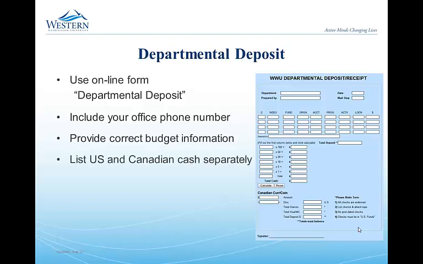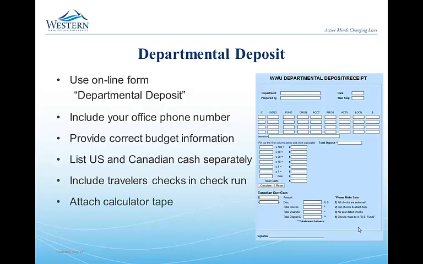List U.S. and Canadian cash separately. Remember to include traveler's checks with your check run. Attach a calculator tape of your checks and also attach a calculator tape of the entire deposit.